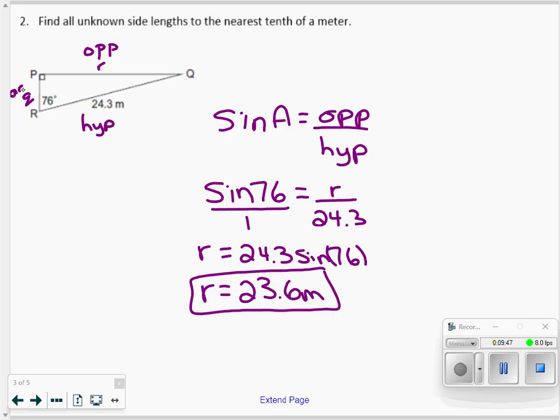This is my adjacent. You could do Pythagorean if you wanted, because you have two sides now. Do you want to do Pythagorean, or do you want to do another trig ratio? What's your thoughts? How would you tackle it? Trig ratio or Pythagorean?